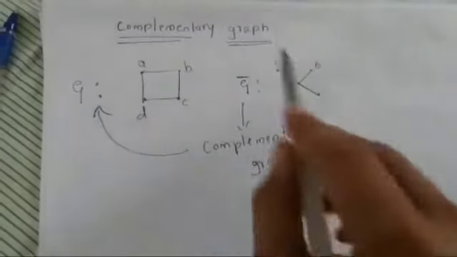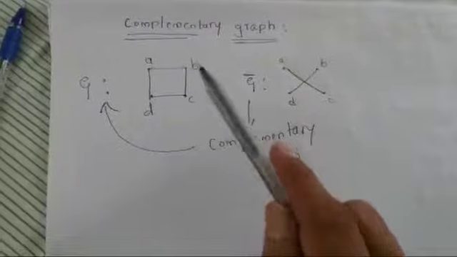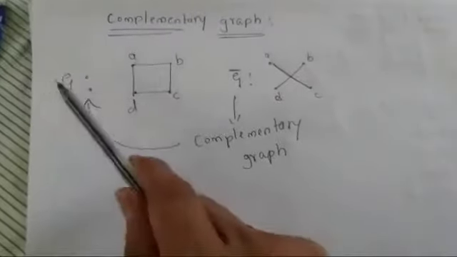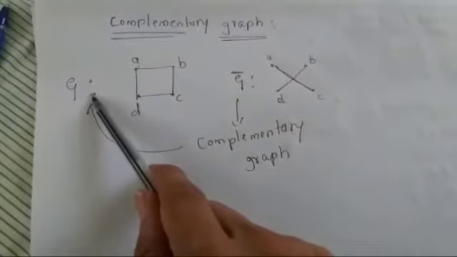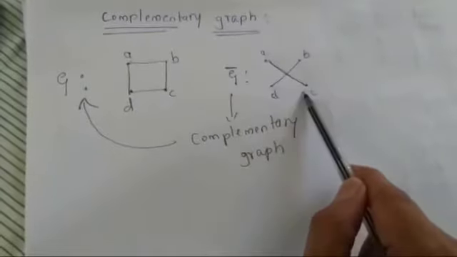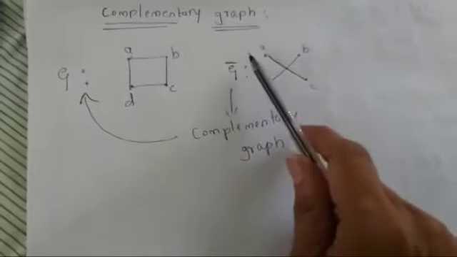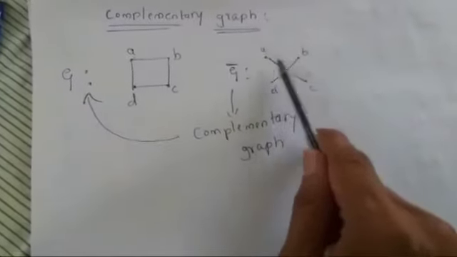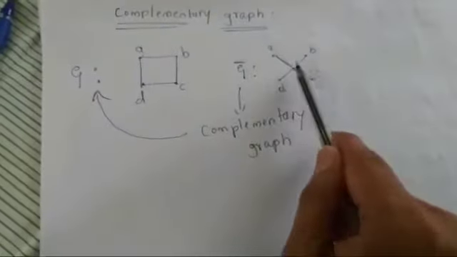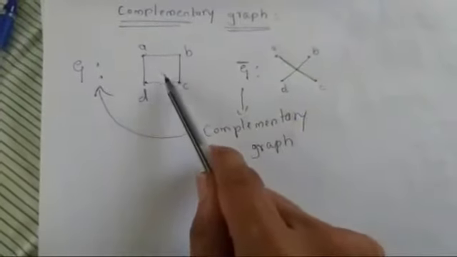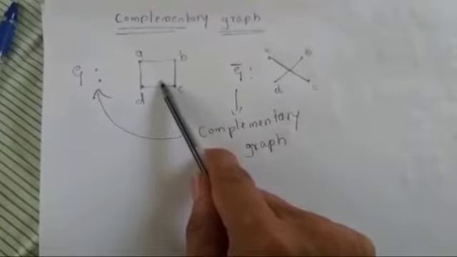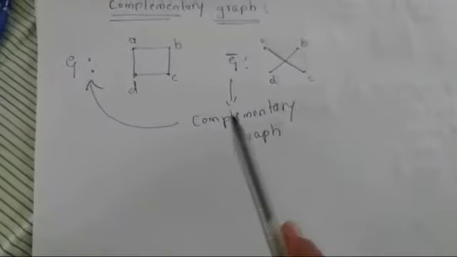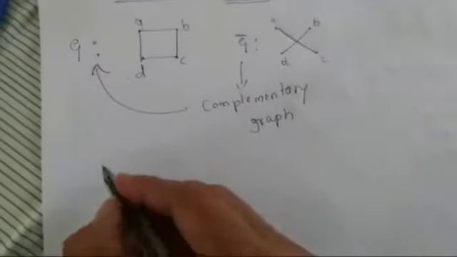Now I will try to redefine the concept once again. A graph G bar is said to be the complementary graph of a graph G if two vertices are adjacent in G bar if and only if they are not adjacent in G. Similarly, we can find any number of complementary graphs of a given graph.